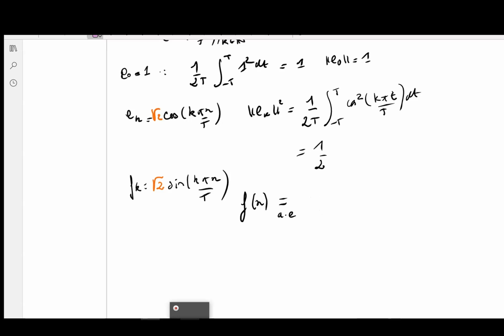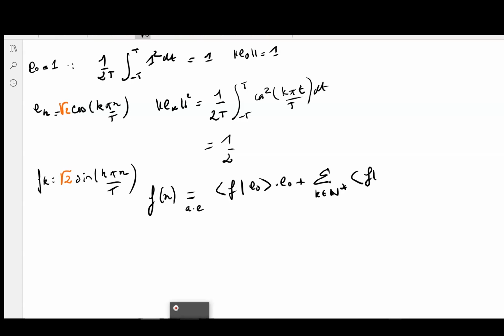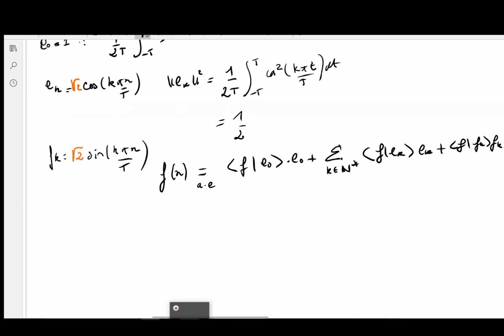So we have the 0 element. What would be the 0 element? That would be the inner product of f with E0 times E0, plus the sum for k in N star of, we need the two families ek and fk, so that's going to be the inner product of f with ek times ek plus the inner product of f with fk times fk.